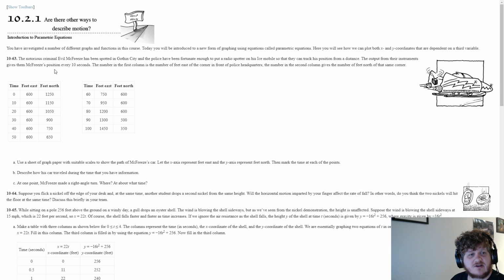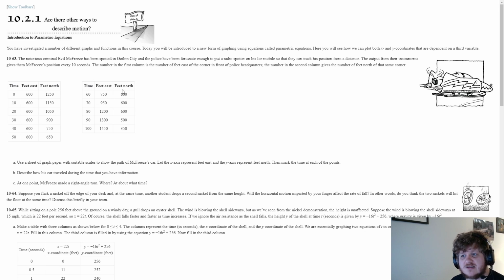So with this, to start us off, we're in a weird, bizarro world where it's Gotham City, and we have Evil McFreeze rather than Mr. Freeze. He has just committed a heinous crime of unknown magnitude, and someone has managed to get a radio transmitter onto his vehicle that can track his position from a distance every 10 seconds.